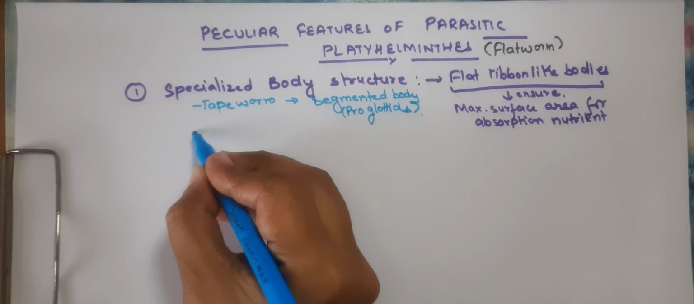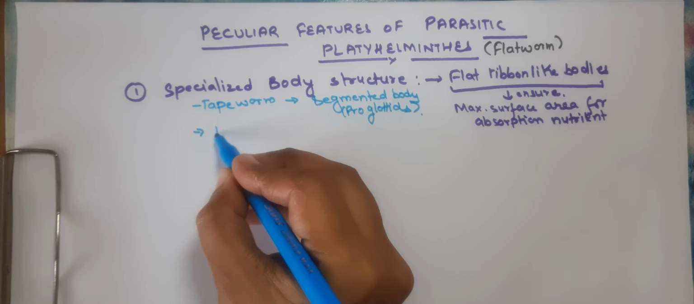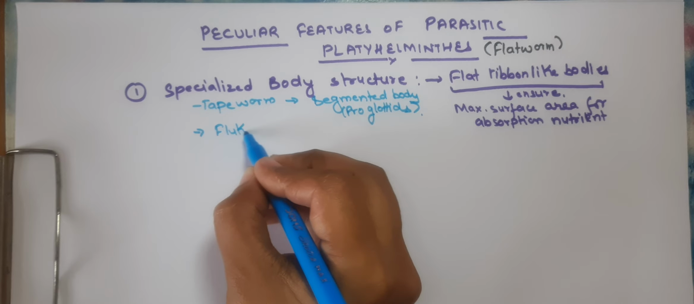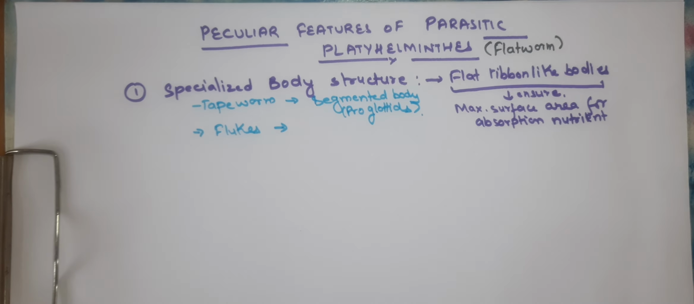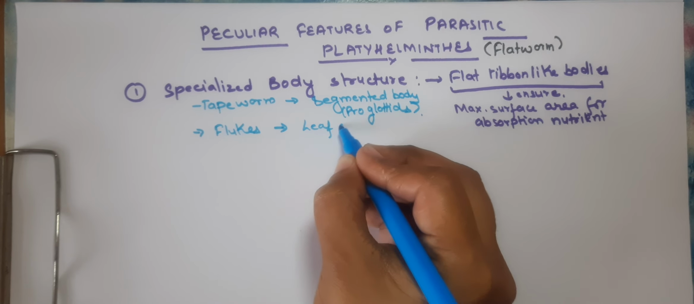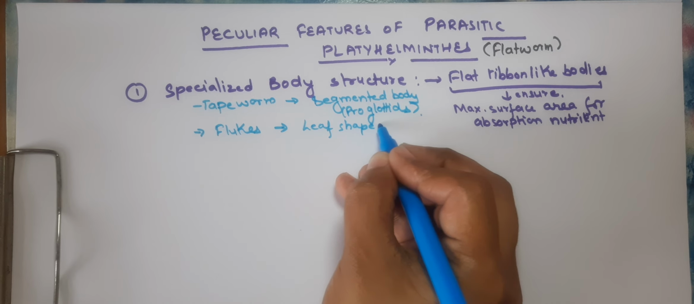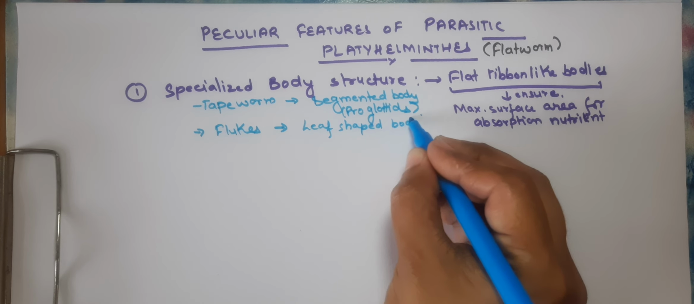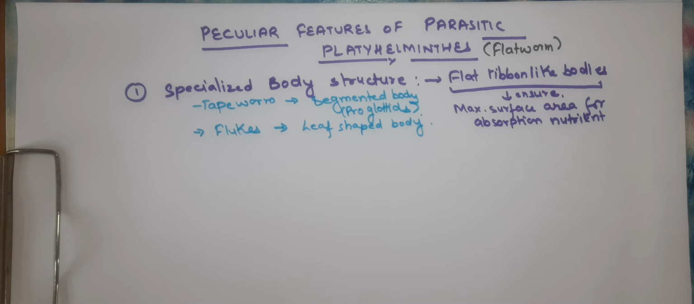Okay, the second example is the flukes. The flukes are also known as trematoda, and there are flukes like Fasciola hepatica. They will have a leaf-shaped body. Now this leaf-shaped body is ideal in terms of attachment and movement within the host tissue. Okay, so this is the first peculiar feature.